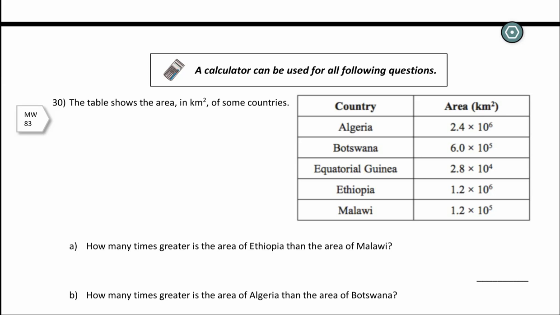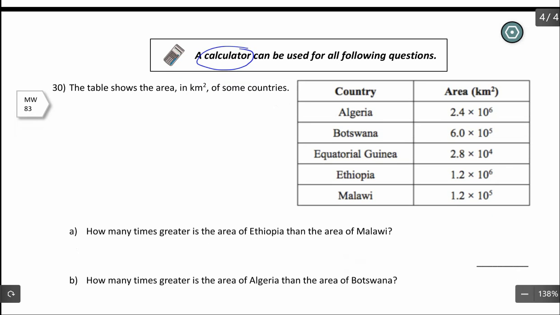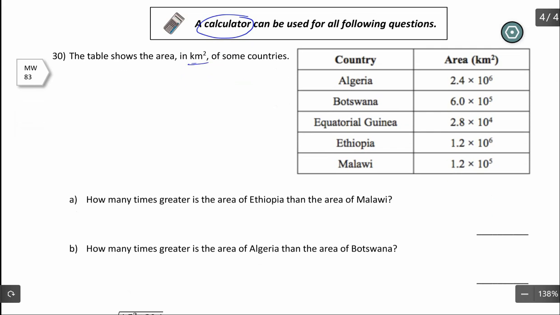Okay, this is the last page of the number 1/8 shadow test, and on this page you can use a calculator. So we've got the table which shows the area in square kilometers of some countries, all in Africa. How many times greater is the area of Ethiopia than the area of Malawi?